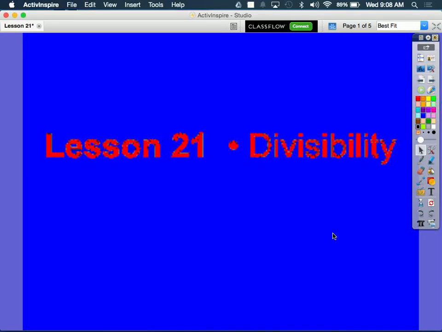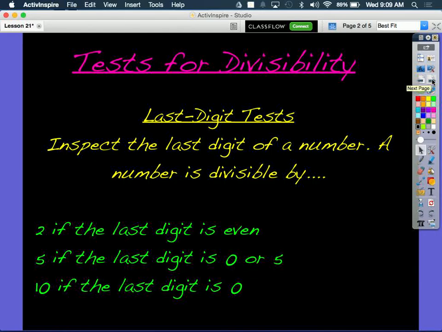For lesson 21, we're going to look at divisibility. Okay? So here's some tests for divisibility. We have last digit tests, which means we're going to inspect the last digit of a number. A number is divisible by 2 if the last digit is even. So if the very last digit of our number is even, we know that it is divisible by 2.